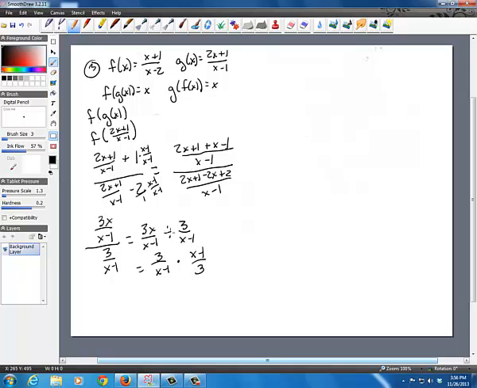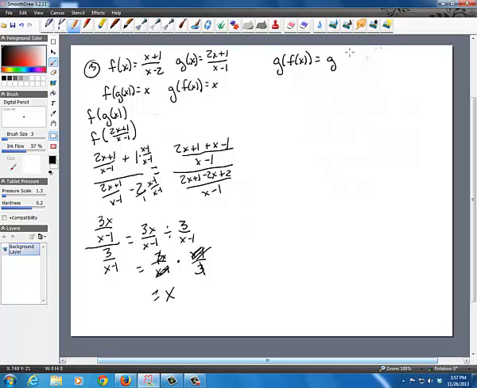Remember, when you divide fractions, you change to multiplication and flip the next fraction. Well, my x minus 1's, they both cancel. And up here I have 3x, and on bottom I have a 3. So I'm going to cancel my 3's, and I'm left with x. Well, half of it looks right so far. So I'm going to do the second half, g of f of x.